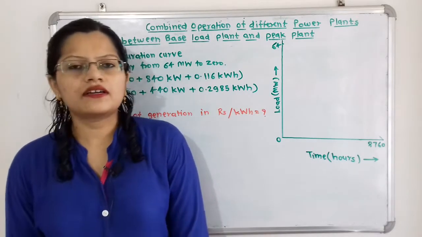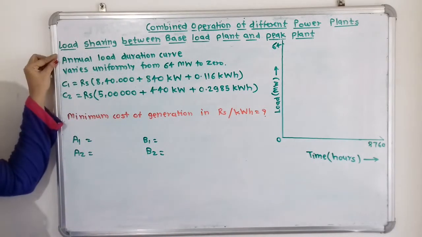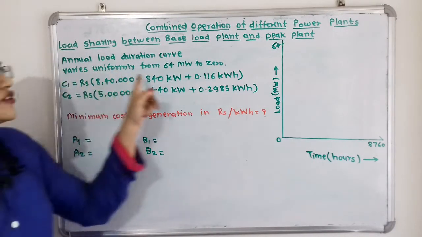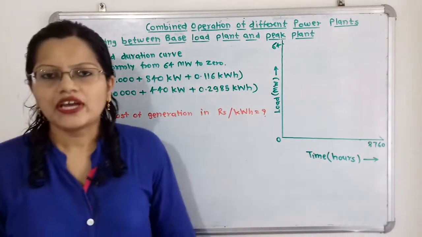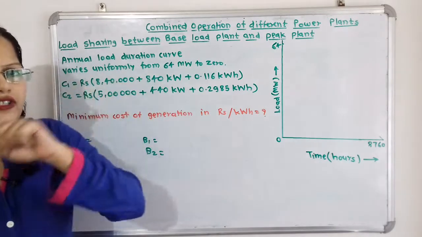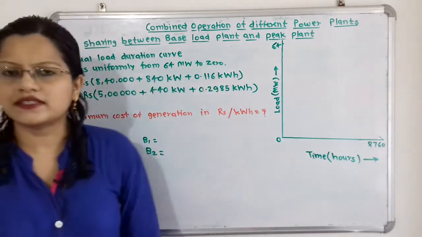Let us first understand what is the given data. It is given that the annual load duration curve varies uniformly from 64 megawatt to 0. That is, the maximum load for this load duration curve is 64 megawatt and minimum is 0.